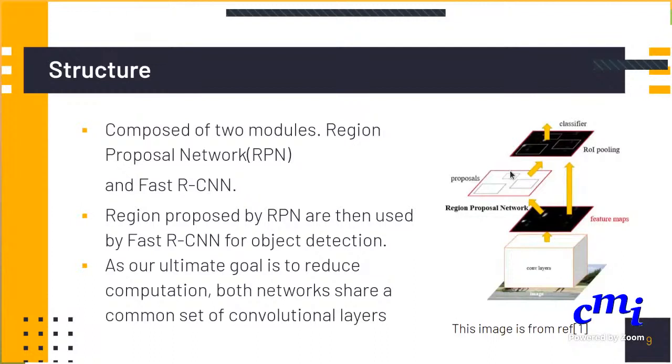So the region proposal architecture is again a convolutional network architecture, which actually gives us the regions, which are then fed to the Fast RCNN model.